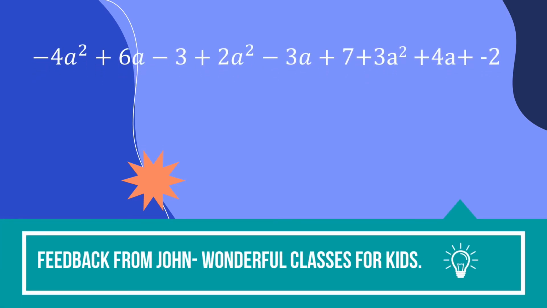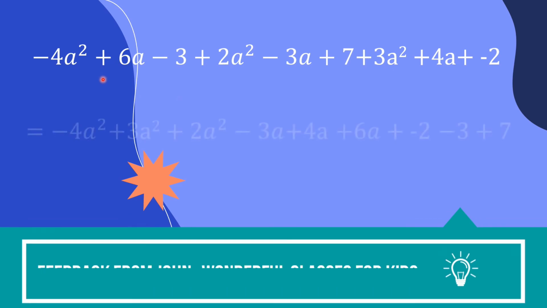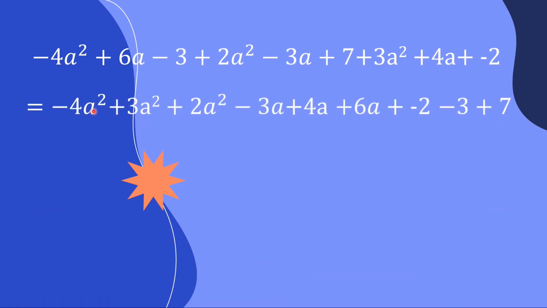Our first step is putting the like terms together. We put the a squares together, the a's together, and the constants together. Our next step would be, first we're going to solve these two. Both of them have different signs, so we're going to subtract them. And when we subtract them, we get minus 1a squared plus, and we're going to write this as it is.